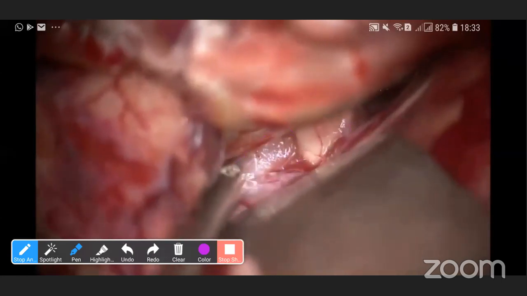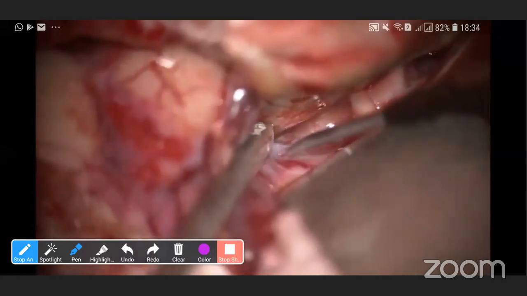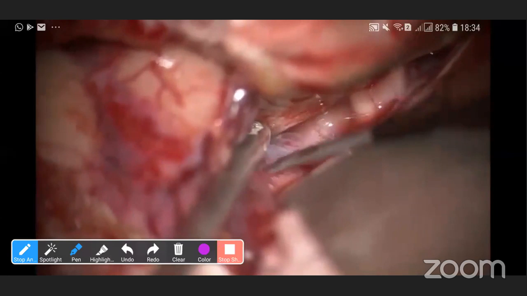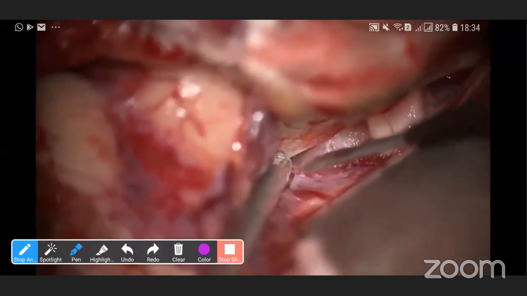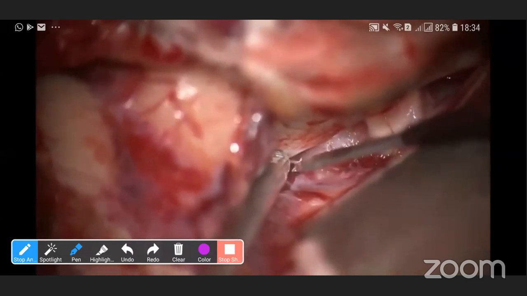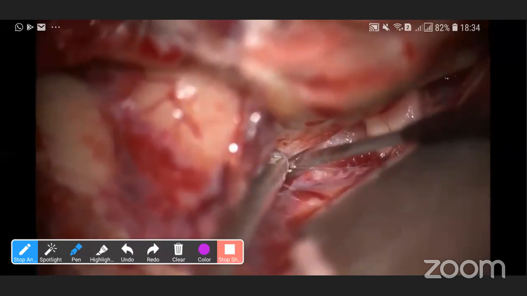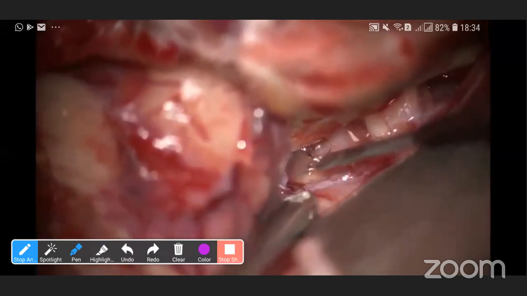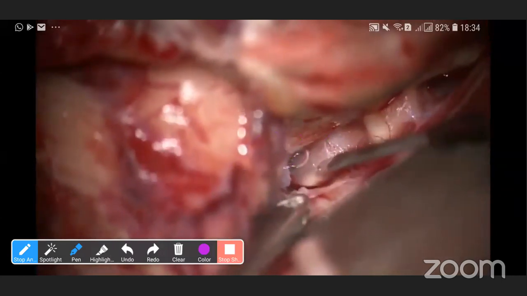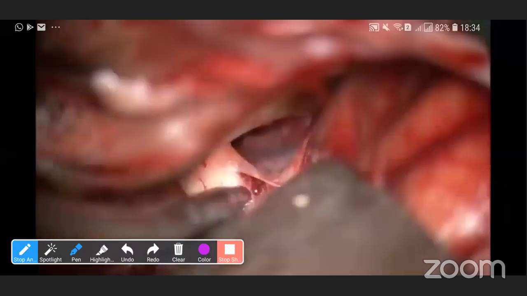So I'm going to do some proximal sylvian dissection there. I'm using a diamond knife. So we've not done a real skull base craniotomy or anything. We've just done a usual pterional craniotomy.